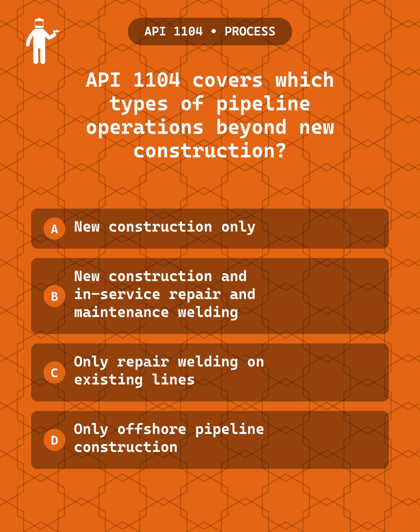Question 6. API 1104 covers which types of pipeline operations beyond new construction? Is it A, new construction only, B, new construction and in-service repair and maintenance welding, C, only repair welding on existing lines, or D, only offshore pipeline construction?